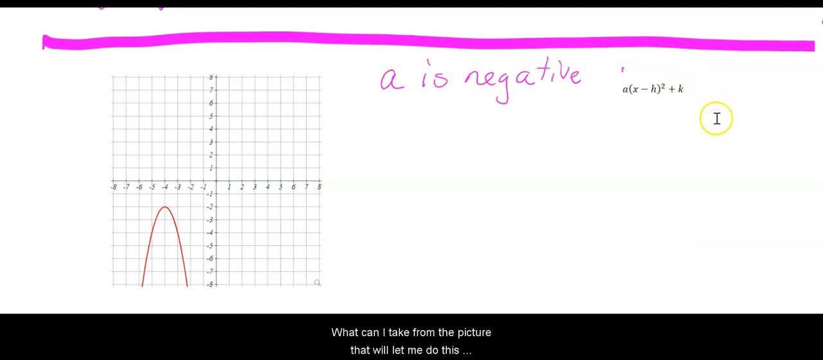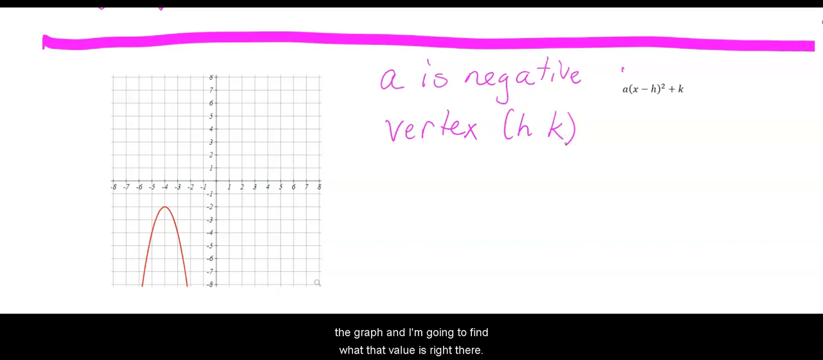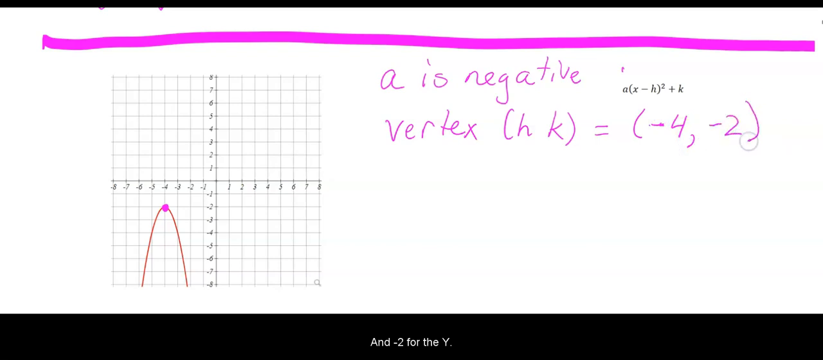What can I take from the picture that will let me do this? I know the a value is negative. I can't see where it crosses the y-axis, so I can't find the intercept, but can I find the h and the k values for the vertex? Our vertex is going to be at (h, k). So the vertex is at (h, k), so I'm going to come over here to the graph and find what that value is right there. The vertex appears to be at -4 for the x and -2 for the y. So I have -4, -2.